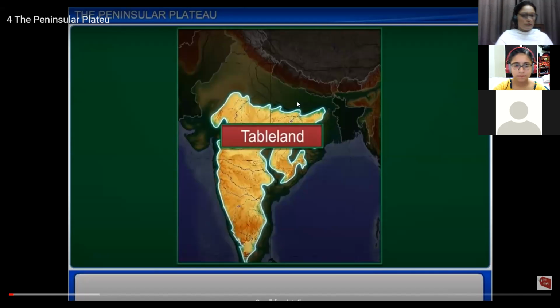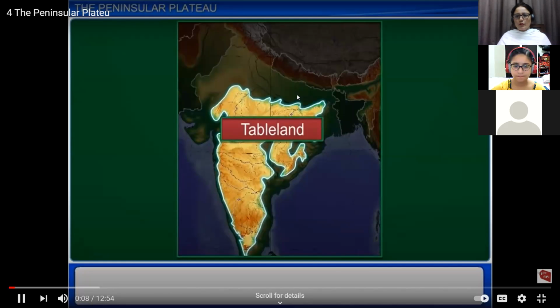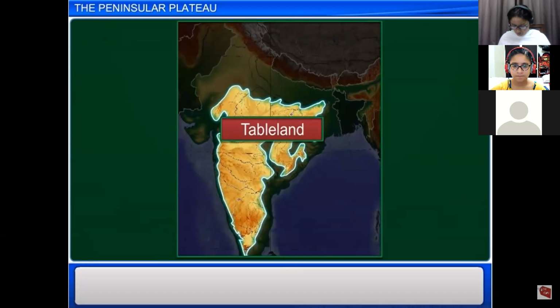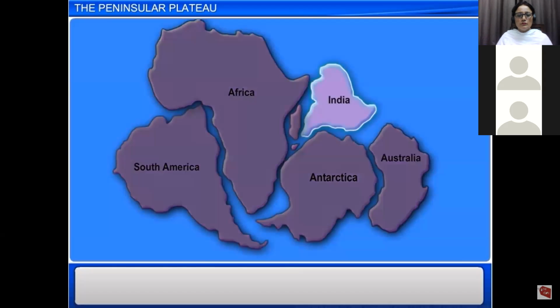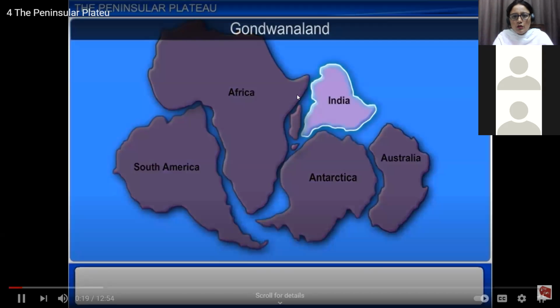Okay. Tablelands. The Peninsular Plateau is also a tableland. This tableland was formed when Gondwana land broke apart. So we know very well that the whole of Pangaea was divided into two parts. One was Angara land, the second one was Gondwana land. So this part of India is actually a part of Gondwana land. The whole of our Peninsular Plateau is the oldest landmass of India.